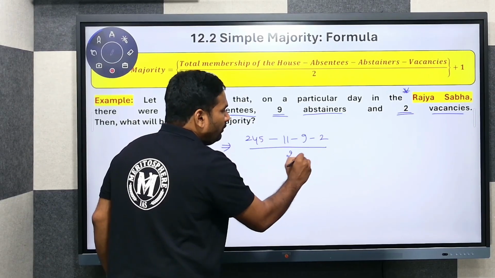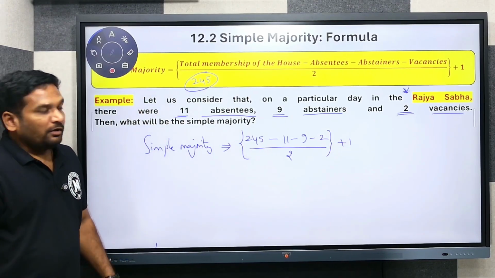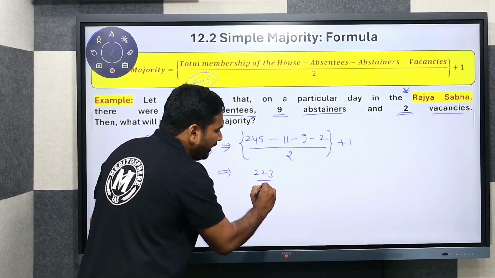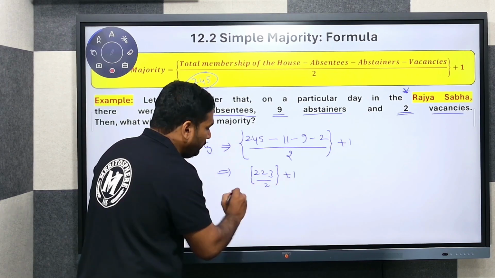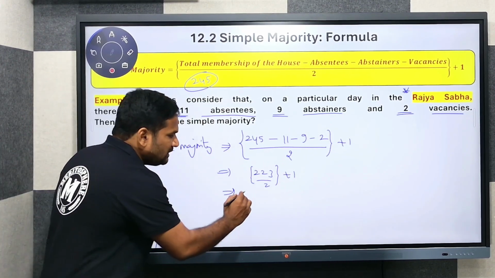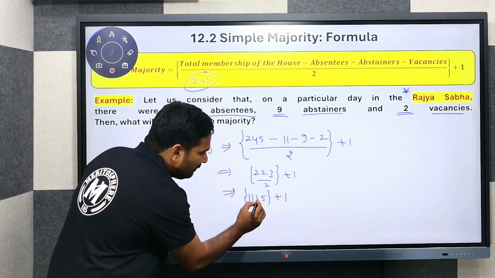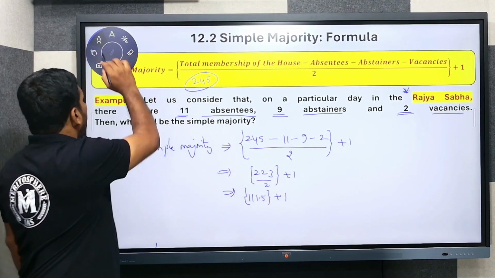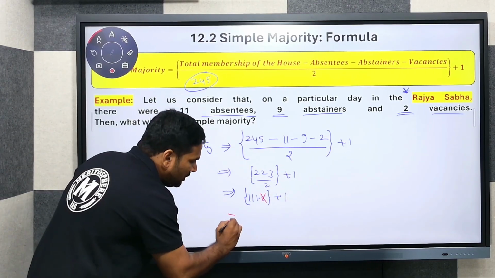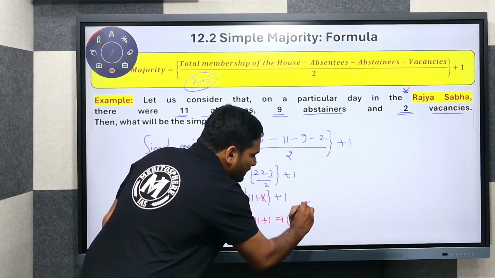So divide the total value by 2 and add 1. Got my point? So here the value turns out to be 223 divided by 2 plus 1. So this is 111.5 plus 1. Here we have got a decimal value, so neglect the decimal value and take the whole number only. So 111 plus 1 equals 112. So this is the value.